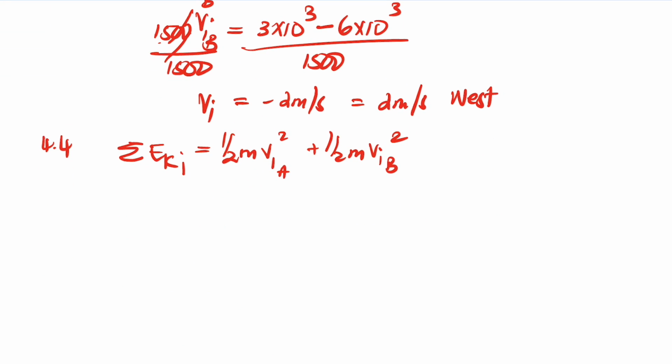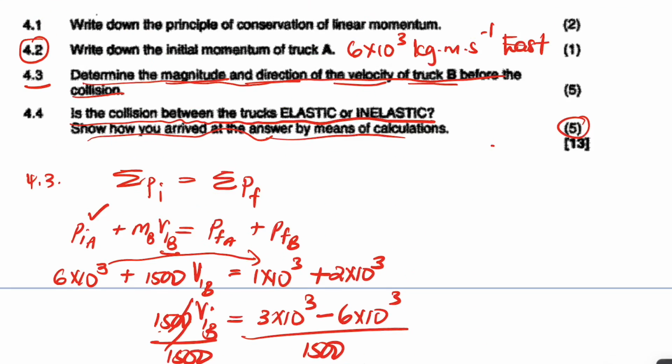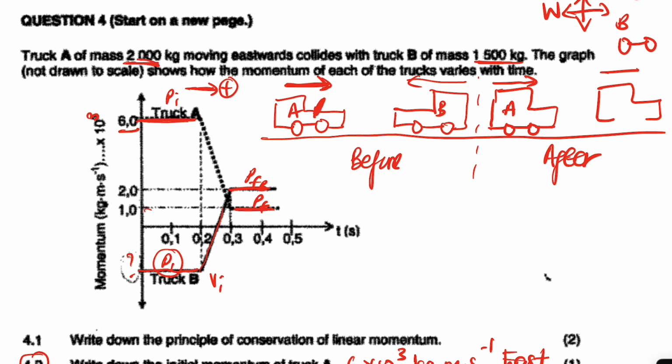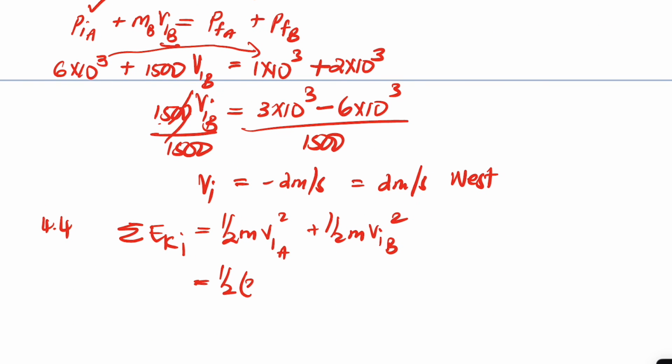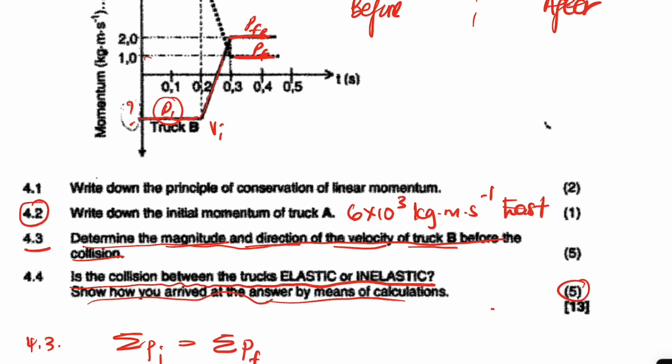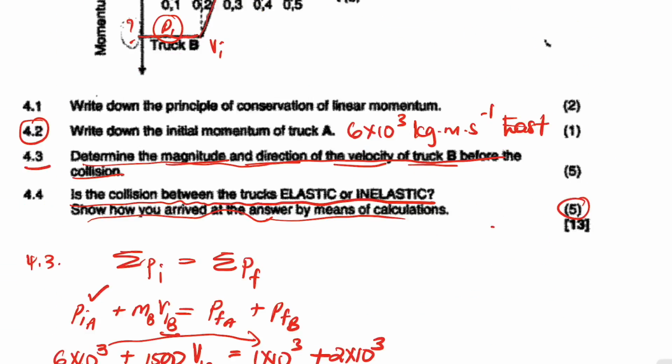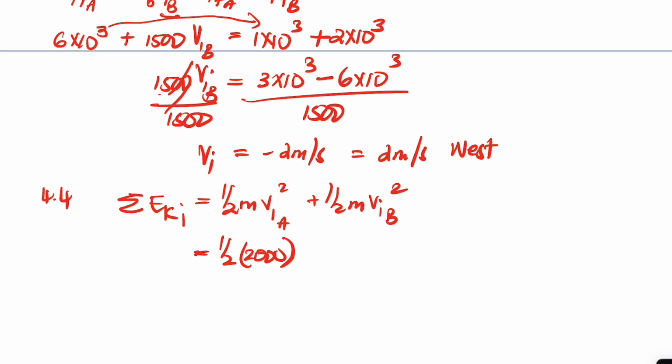Now let's substitute. Do we have the mass of A? We have it, it's 2,000, right? Do we have the velocity of A? No, we only have the momentum. So from the momentum and the mass, we'll use the formula that says P is equal to mv. So we want the velocity, we'll divide by what? By m. So we're going to have v is equal to momentum over mass.